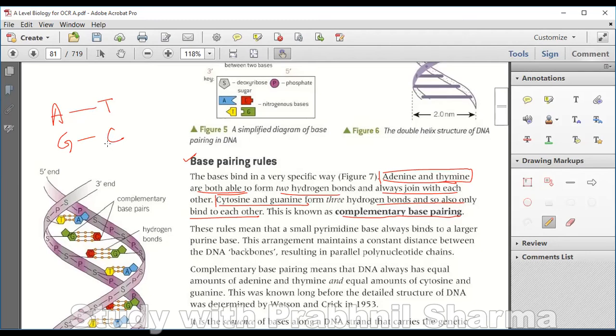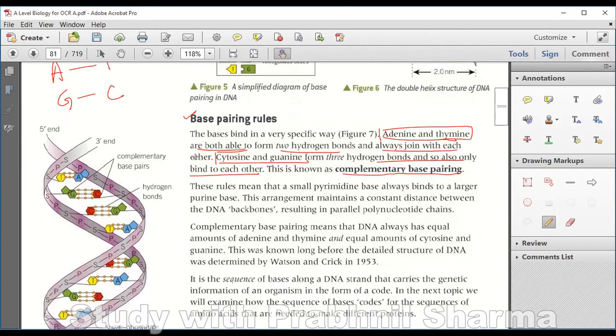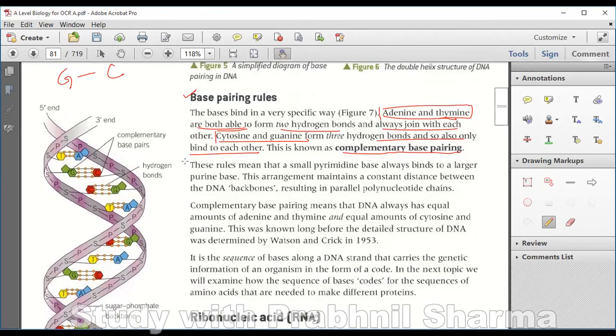Fine. Is that clear? Okay. Now see, these rules mean that a small pyrimidine base always binds to a larger purine base. It means that one small pyrimidine base will always bind with a larger purine base, and this arrangement maintains a constant distance between the DNA backbones, resulting in a parallel polynucleotide chain. And because of this, a parallel polynucleotide chain is created.